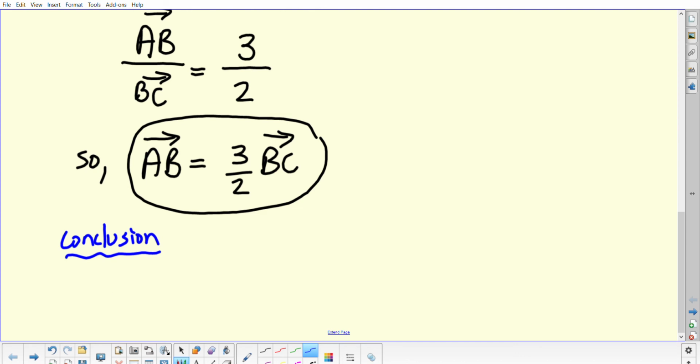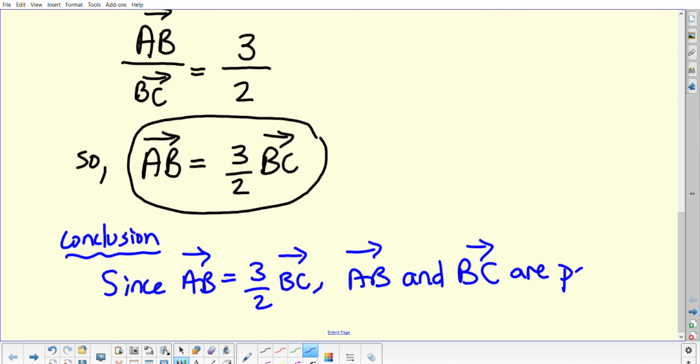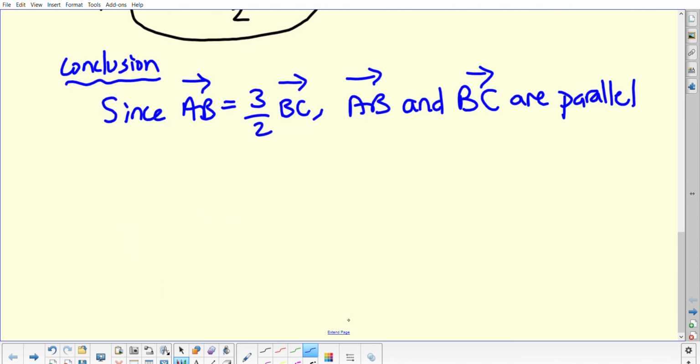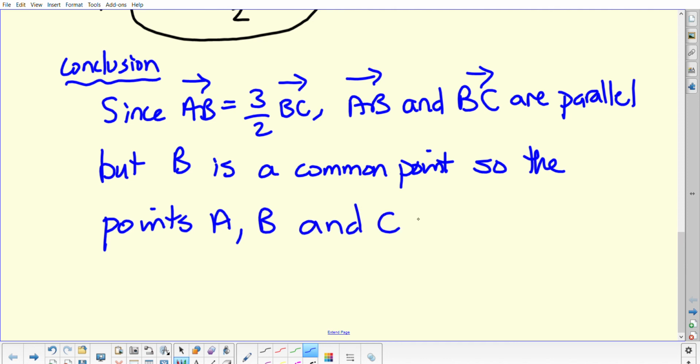So your conclusion, and this is how you begin, is that since A to B is equal to 3 over 2 B to C, what that tells you is that the vectors A to B and B to C are parallel, but B is a common point, so the points A, B and C are collinear, and that's your proof.